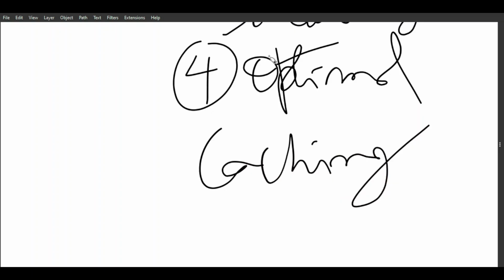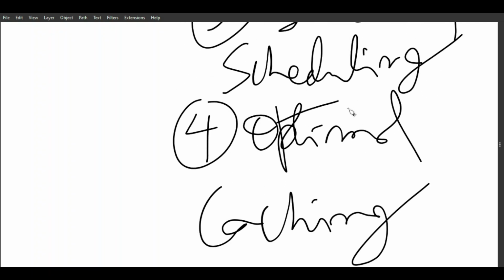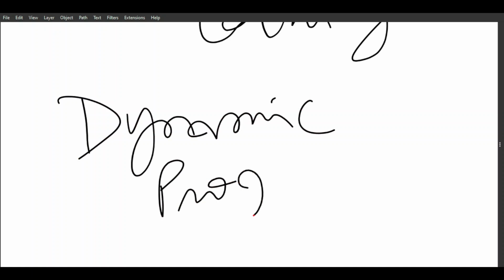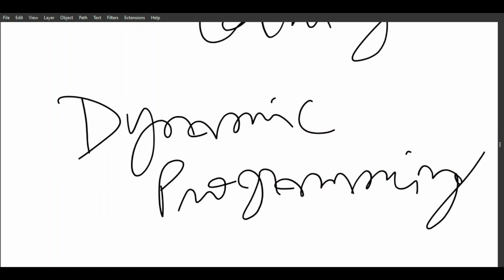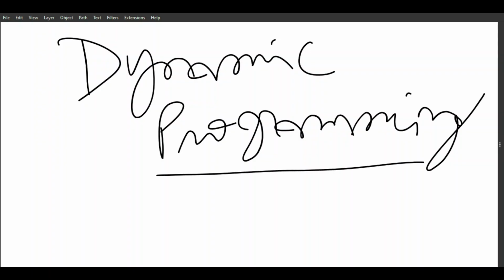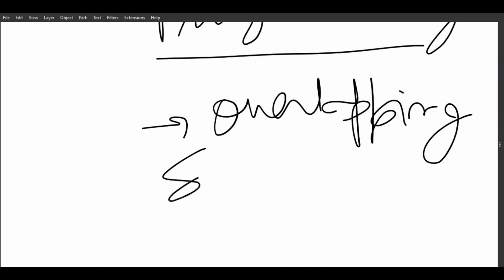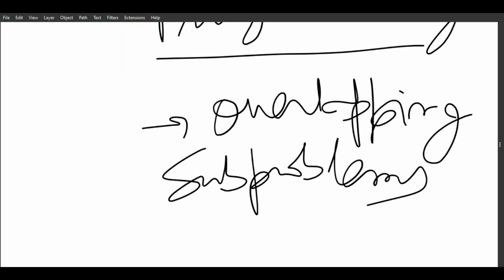So today we study dynamic programming. For dynamic programming, the problem should have overlapping subproblems. This is the requirement. Just for comparison, in divide and conquer we should have disjoint subproblems. For dynamic programming we should have overlapping subproblems. So what we do in dynamic programming, we solve the subproblems only once and reuse the solution to save our time complexity.